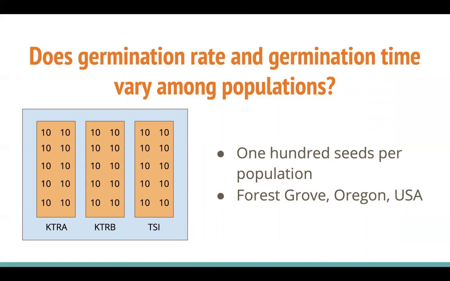We surveyed the germination rate and time of the 3 Japanese S. carolinense populations that we picked, KTRA and KTRB, which are located near the Takano River of Kyoto, Japan, and TSI, which was just north of Tokyo.